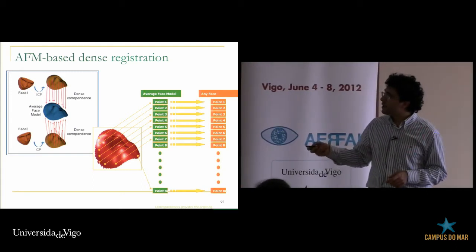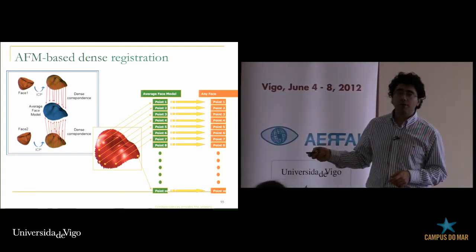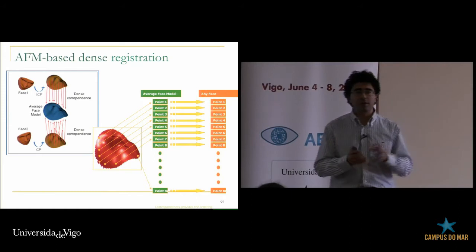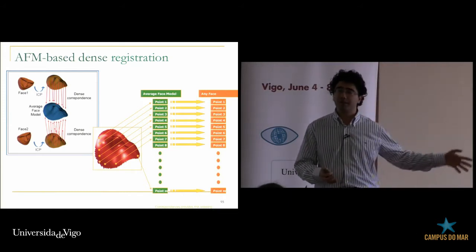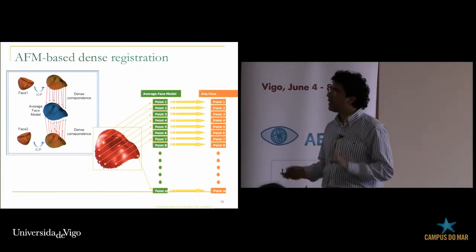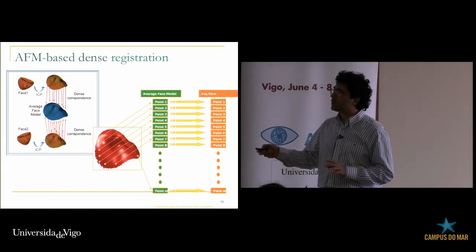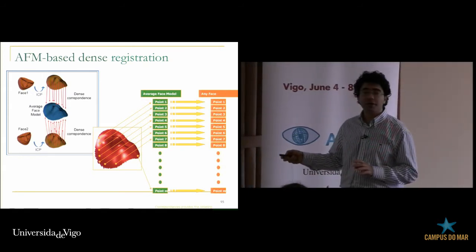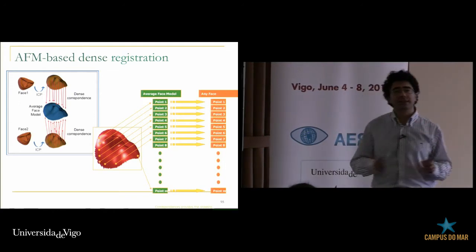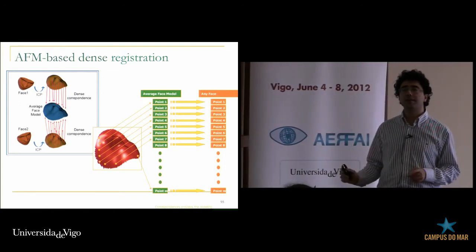I create an average face model. I establish correspondence of this average face to all these expressive faces. And when a new face comes, I just establish its dense correspondence with ICP to the average face model, and that will automatically give me correspondence to all the existing models that I have.